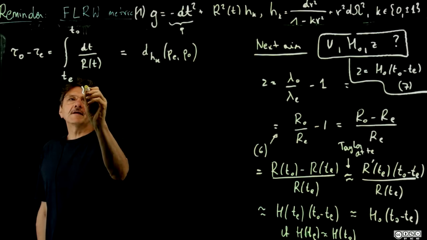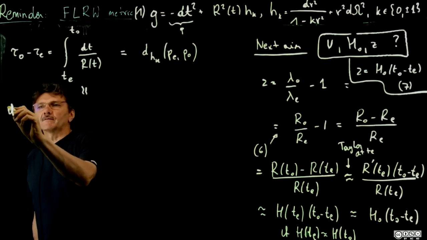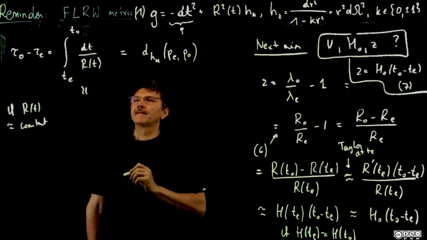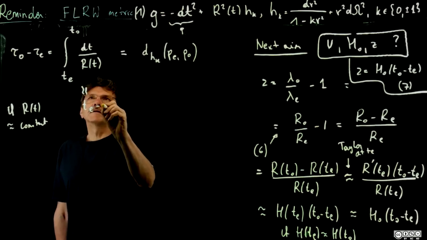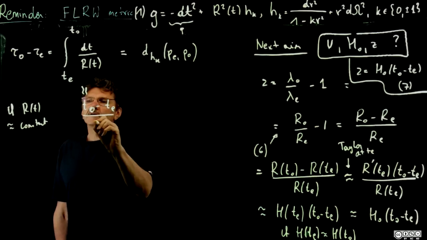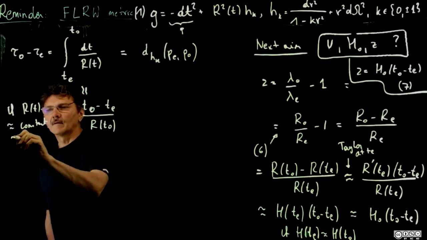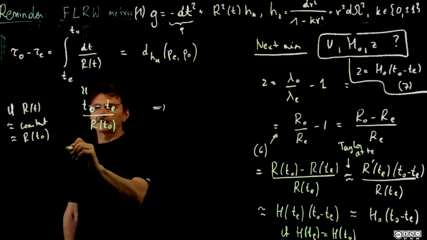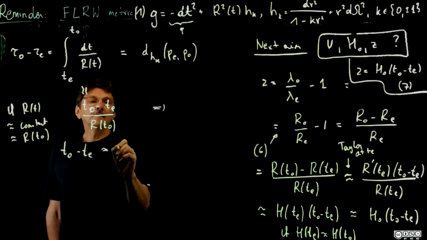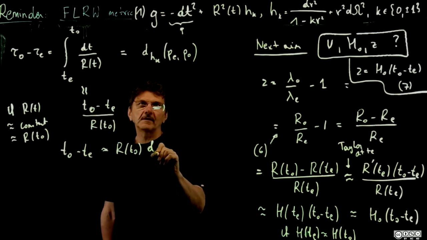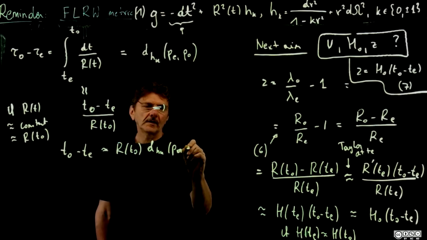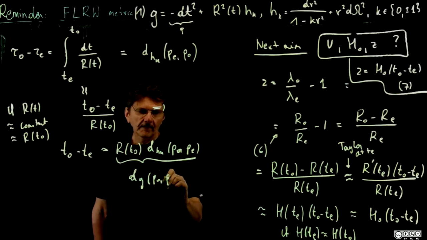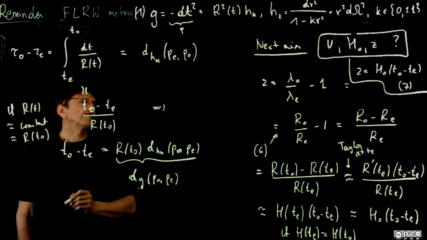And now, if R of t is constant, then this will be t observation minus t emission divided by R of t zero. So t observation minus t emission is about the same as R of t zero times the distance d_hk, and this is nothing but the distance with respect to the metric G. So equation 8.